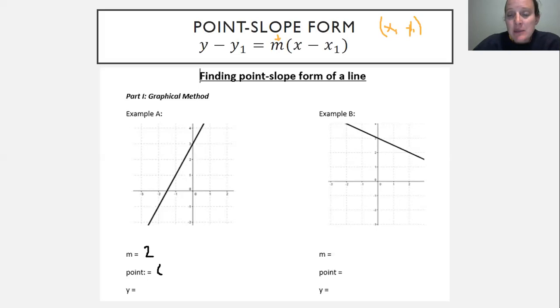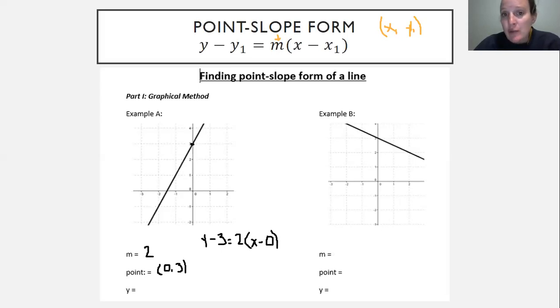Now, it doesn't matter what point you pick, but pick a nice point. I'm going to probably pick that y-intercept because it stands out as a nice point, so I'm going to pick the point (0, 3). Now all I have to do is plug those things into the point slope formula. So it's going to be y minus y1. Well, my y1 is 3, and that's going to equal my slope of 2, parentheses, x. Now my x is just 0.